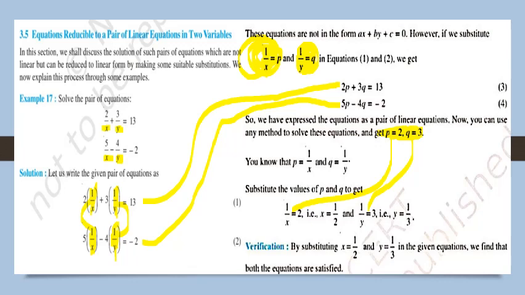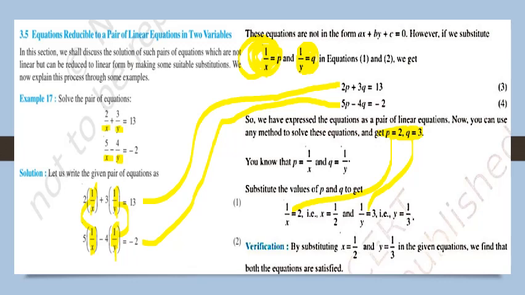In the first two previous exercises we already learned how to solve these equations by either substitution method or elimination method. Now our main aim is how to get the values of x and y, because in place of 1 upon x and 1 upon y, we have written p and q. Now let us come back to this. p equals 1 upon x and q equals 1 upon y. Now we are aware of the values.